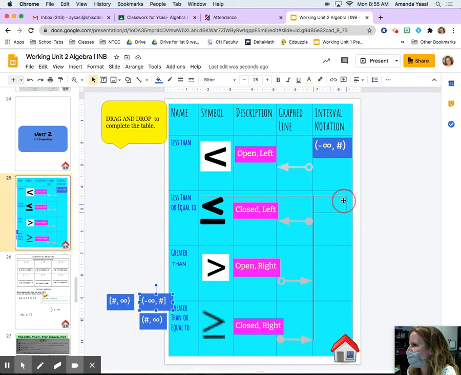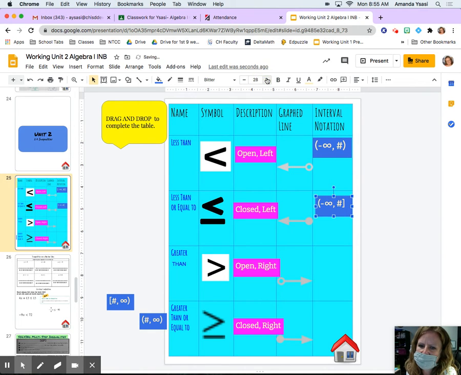So we're going to drag this one over here, and it should have negative infinity. I left off the negative, so add the negative there. Negative infinity to some number. Anytime the inequality includes a number, it's the or equal to, you put a bracket. So this one has a bracket, and then infinity is always matched with parentheses.